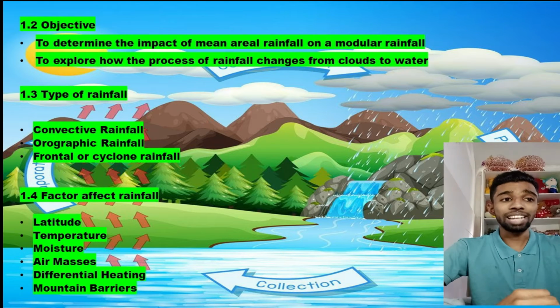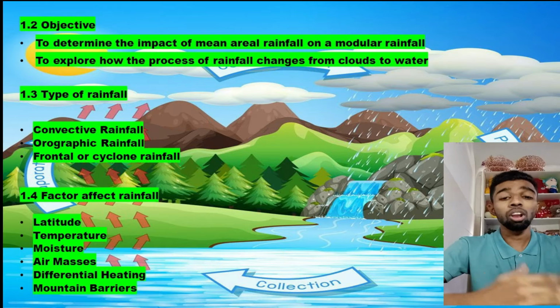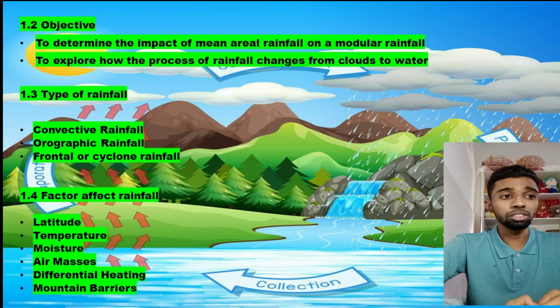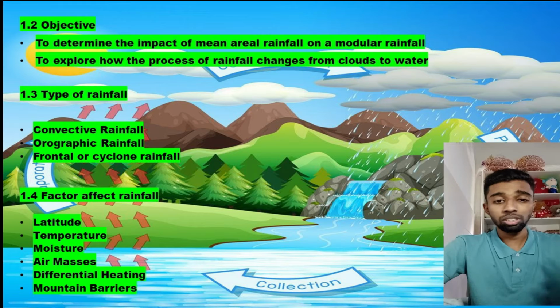Number three, the types of rainfall. There are a lot of types of rainfall. Specifically, the three that I have taken are convective rainfall, number two, orographic rainfall, and frontal or cyclonic rainfall. These are three different types of rainfall.